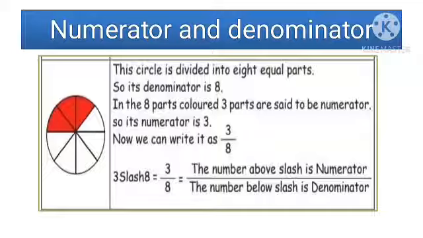Okay, so the circle has totally 8 equal parts. So 8 has to come as the denominator. In that 8 parts, 3 parts are colored. That 3 has to come as the numerator. So the answer is 3 by 8. 3/8, that is 3 by 8. The number above the slash is called the numerator. The number below the slash is called the denominator. So 3 is the numerator, 8 is the denominator.